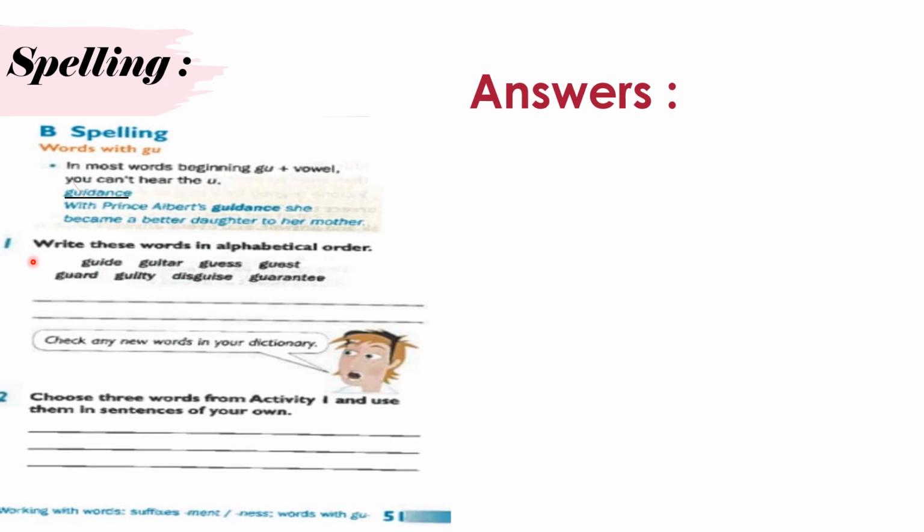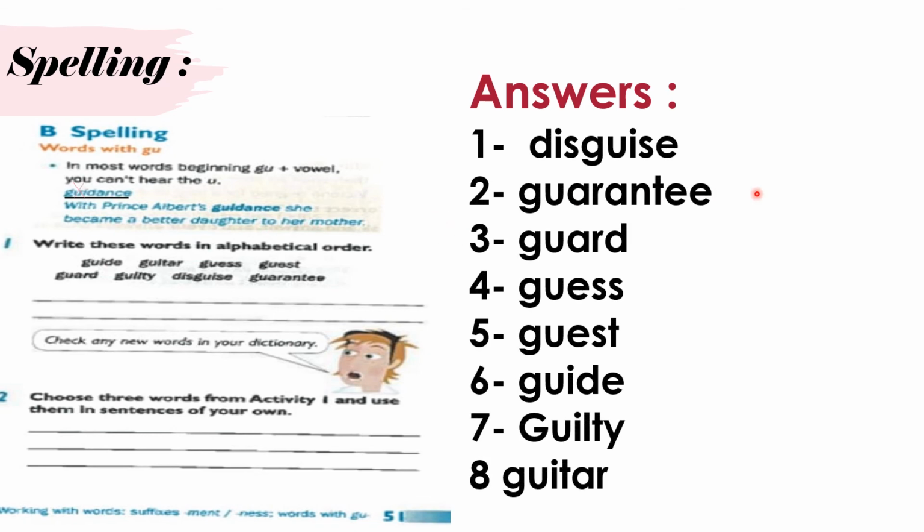This question, number 1: write these words in alphabetical order. Write them in alphabetical order, then come back to the video to check your answers. So, your answers should be like this. Disguise, guarantee, guard, guess, guest, guide, guilty, and guitar.